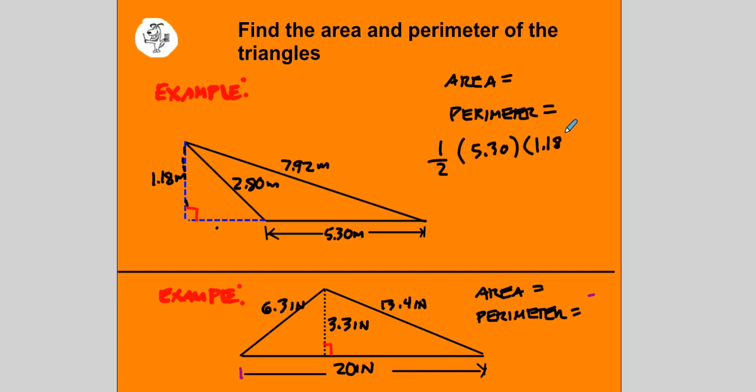I think the easiest thing to do here is take half of 5.3. Well, half of 5.3 is the same as dividing 2 into 5.30. Move your decimal point straight up. 2 goes into 5 twice. 2 times 2 is 4. Subtract, get the 1 there, bring down the 3. 2 goes into 13 6 times. 2 times 6 is 12. Subtract, that's a 1, bring down the 0. 2 goes into 10 5 times. So it's 2.65 times 1.18.